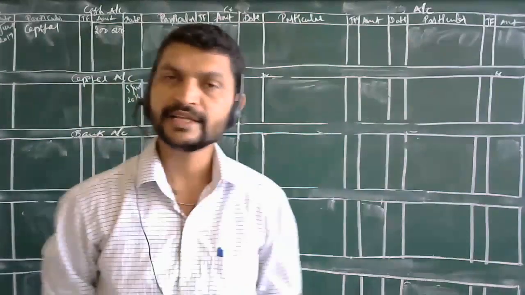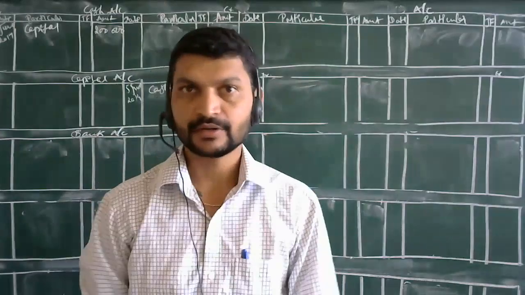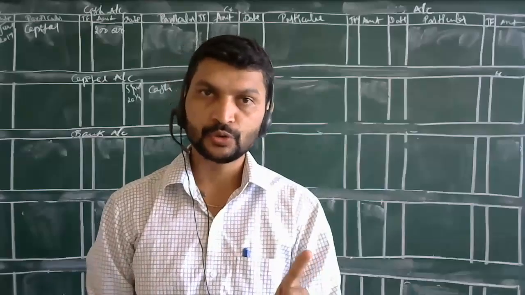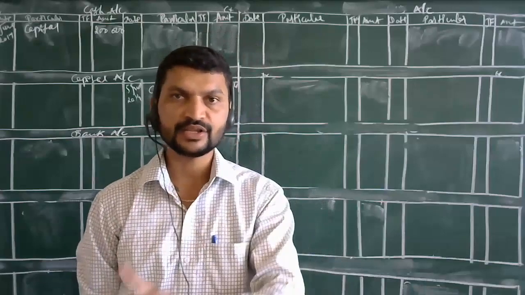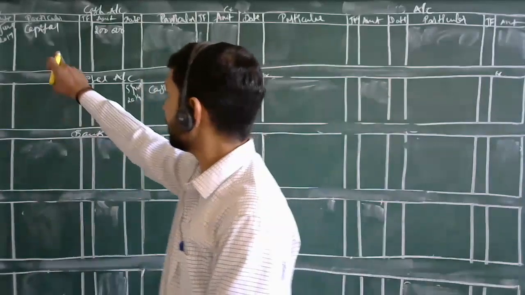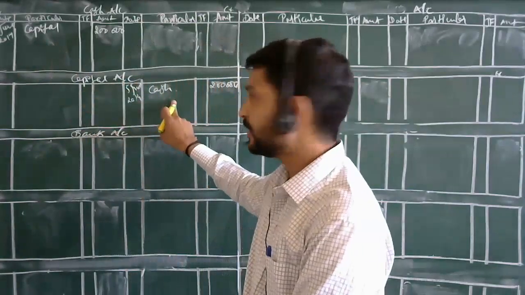But now what is important? You are going to write the journal entries. I am dictating over here. Cash account, 2 lakh rupees, is debited and capital account is credited in the journal entry. The same I am taking here. Cash account is debited over here and capital account is credited over here.